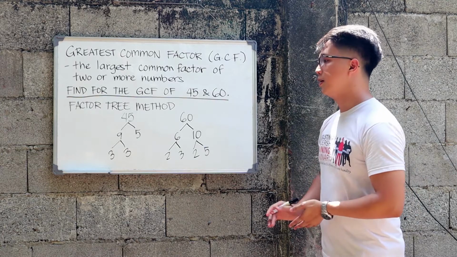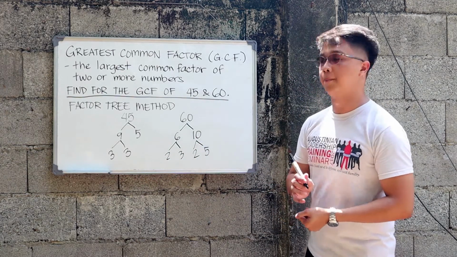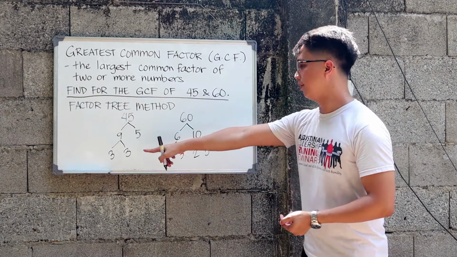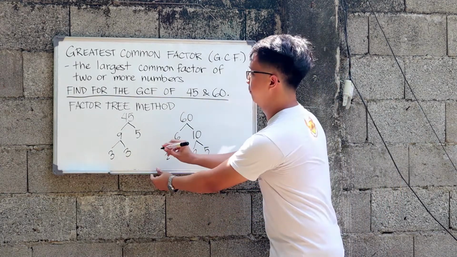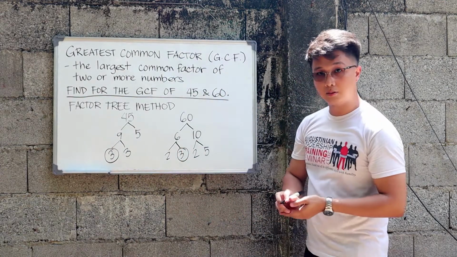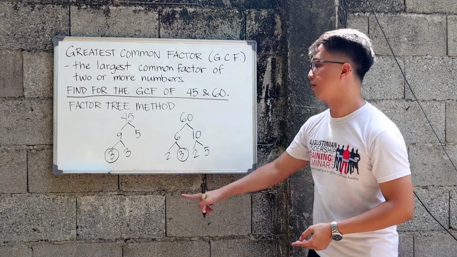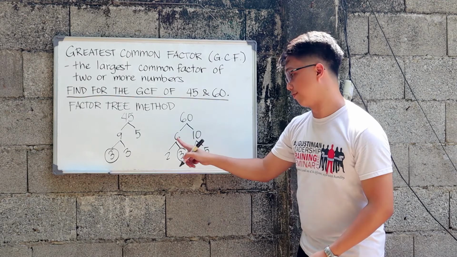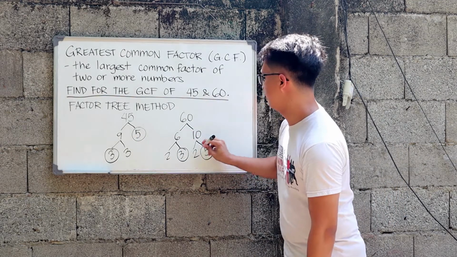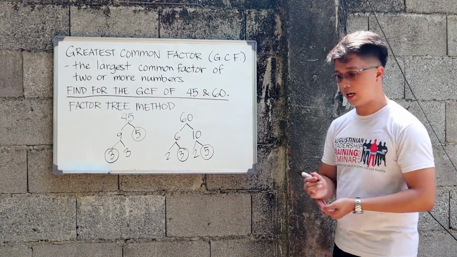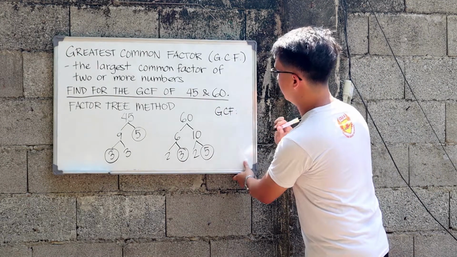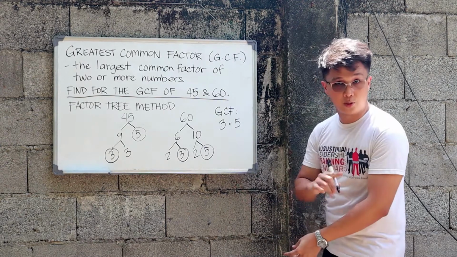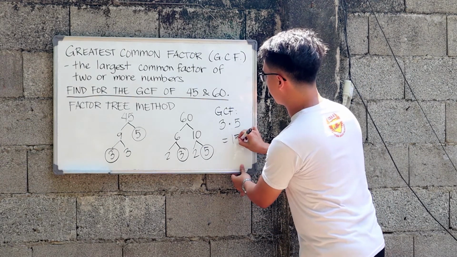So, how do I get the GCF? Look for the common factors of the two. When I say common, it means they both have it. Okay, so there is a 3 here, and there is a 3 there too. Take note that once you have used that 3, it is no longer common, so this one is not counted. What else is common to them? You have the 5, right? So that's also common. 3 and 5. So your GCF is 3 times 5, which is equal to 15.